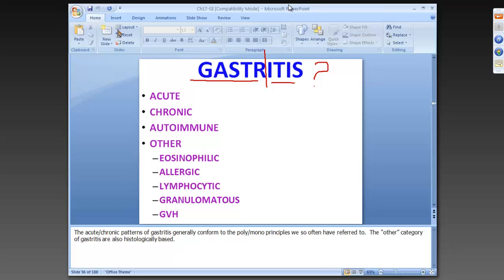Inflammation. Remember the root, itis? It's an inflammation. All you have to do is find what the first root is, and voila, you pretty much solve your problem.